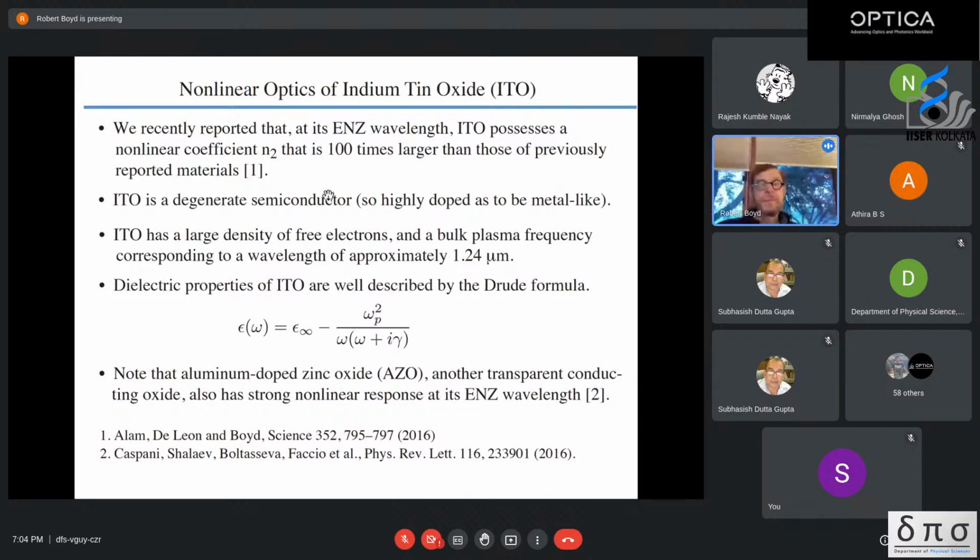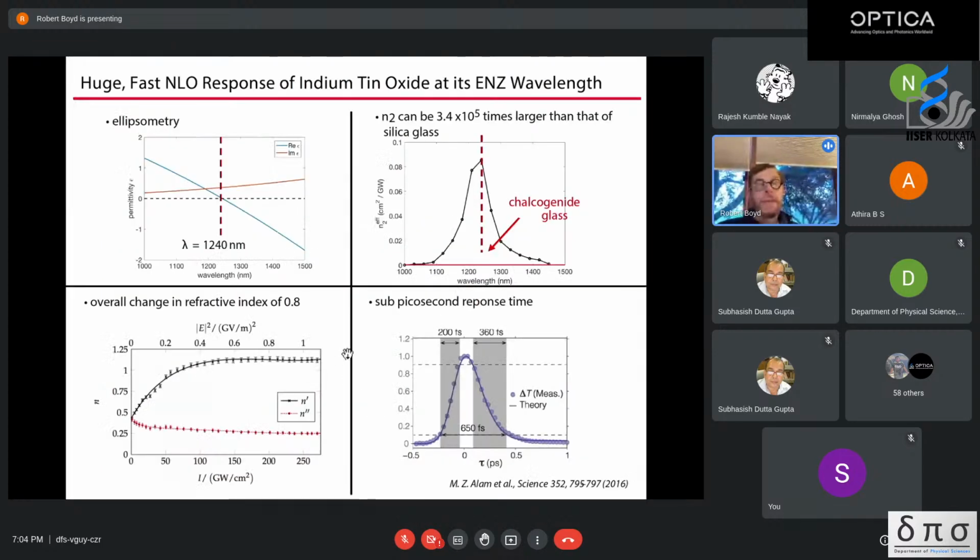I've been working very hard on indium tin oxide. There's another refractive oxide, aluminum doped zinc oxide, which has also shown strong nonlinear effects. Okay, so here's our initial results on indium tin oxide. We got a commercial sample and did ellipsometry on the material. Here is the real part of epsilon, the dielectric permittivity, and you see that the real part of epsilon vanishes at a wavelength of 1240 nanometers.